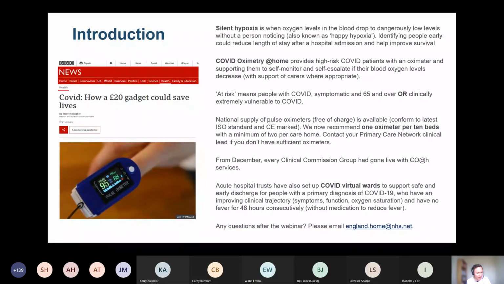We were hoping to have someone here from CQC. Unfortunately, that's not been possible. And I know we've had some queries from people regarding whether COVID oximetry at home is a regulated activity. We have confirmed with CQC that COVID oximetry at home is not a regulated activity. And they'll also be communicating this further with inspectors. We understand that some inspectors have applied a different interpretation, so obviously it's important to have consistency and pragmatism.